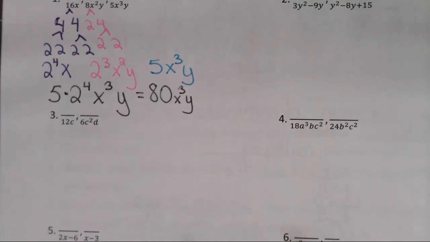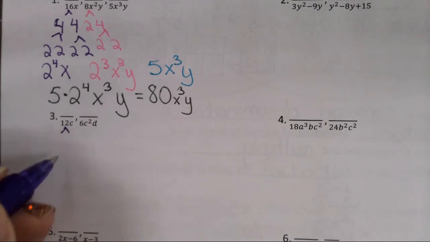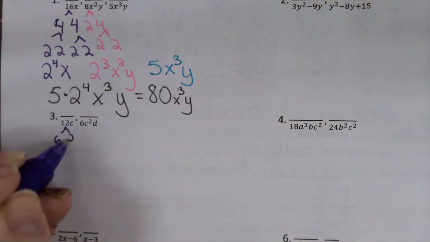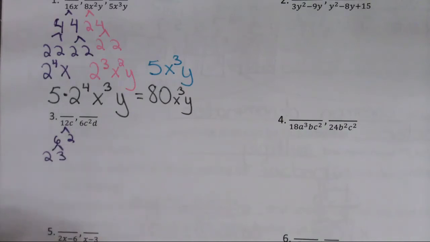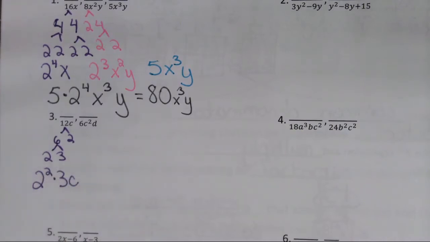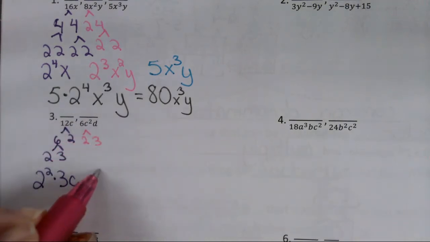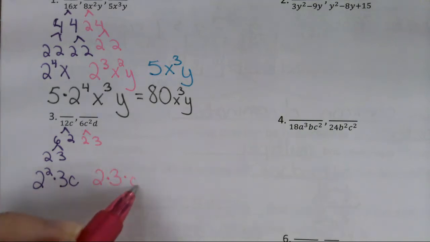We're going to jump down and do number 3. Keep in mind I chose easier numbers that you would probably be able to find a common denominator with number-wise without this process, and that's just to help get you used to the process. So I do encourage you to do the prime factorization process. So for 12, we have 6 and 2, and 2 and 3. So prime factorization would be 2 squared times 3, and there's a c. Now for 6, we have 2 and 3, so 2 times 3, and there's a c squared and a d.